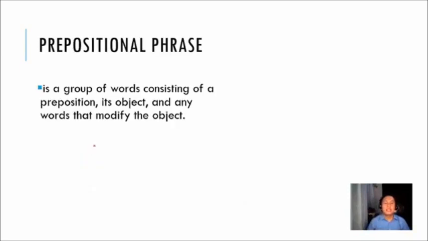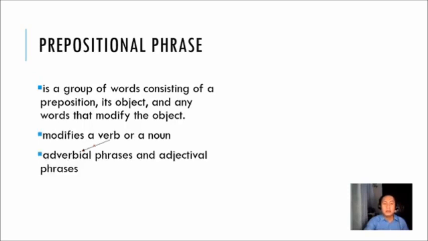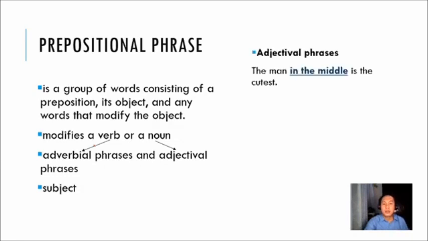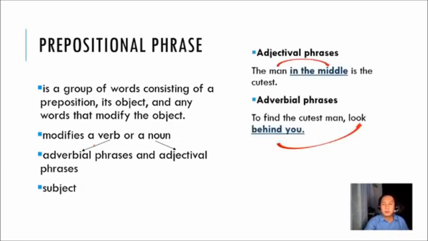A prepositional phrase is a group of words consisting of a preposition (there are a lot of prepositions), its object, and any words that modify the object. It modifies a verb or a noun, so it may be an adverbial phrase or an adjectival phrase. And sometimes, in rare cases, prepositional phrases function as a subject. So consider these examples.